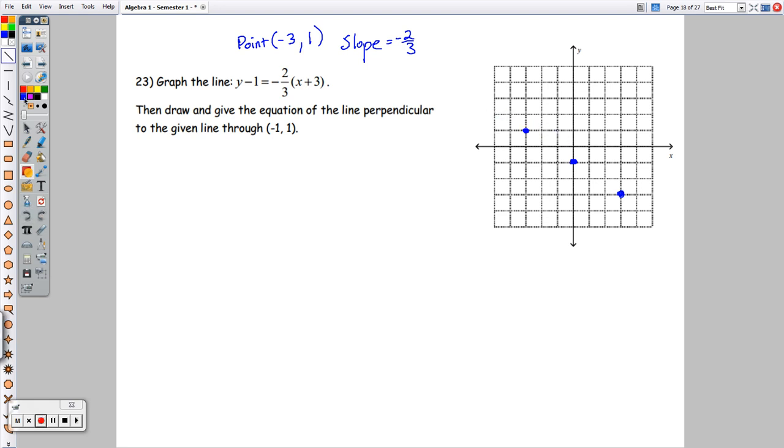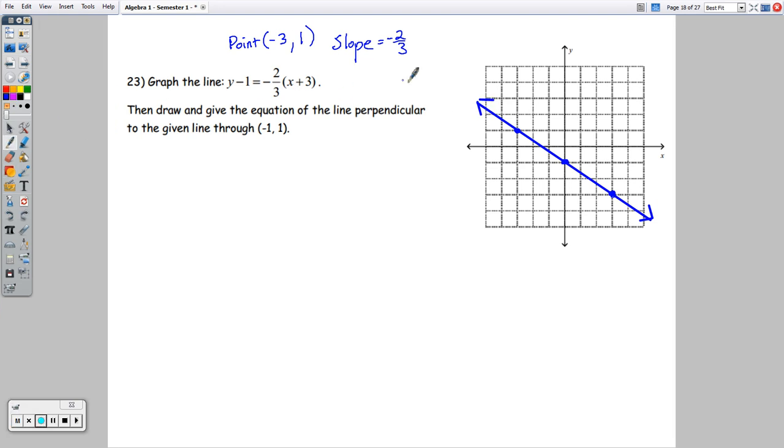And how about I draw a blue line, not a purple line. And that looks pretty good to me right there. This one is number 23, so I'll label that as such. Why don't I call that the original instead? So I'll go like that. That's the original line. Then draw and give the equation of the line perpendicular to the given line through negative 1, 1.